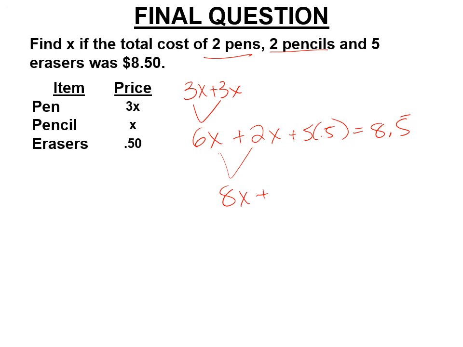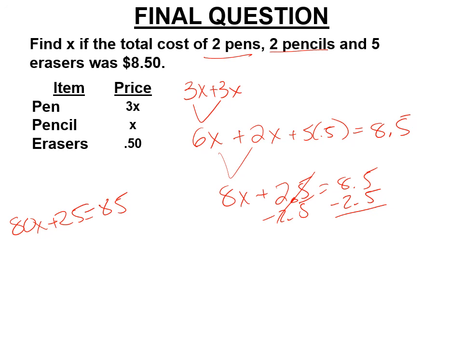5 times 50 cents is $2.50, or 5 times 0.5 is 2.5. Now, if you left the zeros, it's no big deal here, because they're going to go away. Right, it's 2.5. Now, by the way, I could have cleared the decimals here, right, and had 80x plus 25 equals 85. But notice what happened here. Because they both end in 0.5, the decimals go away anyway, okay? So we have 8x equals 6, right? 6.0 or 6.00, those are all 6. Divide both sides by 8.